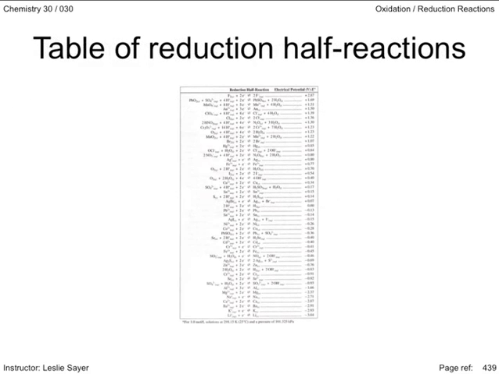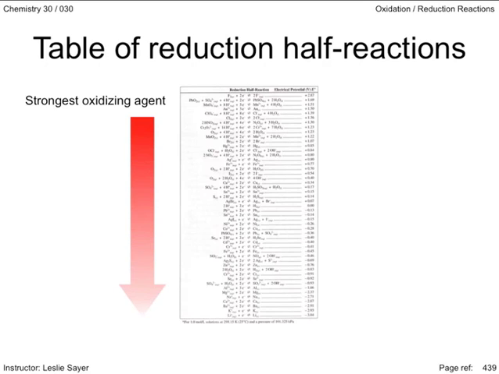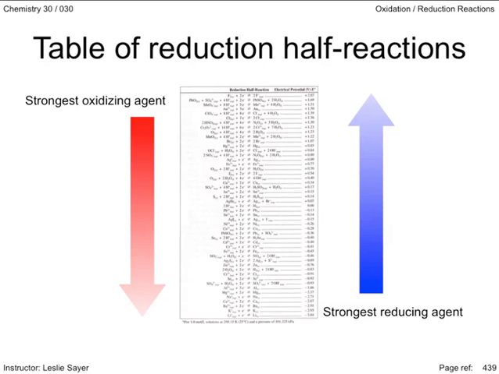Your data book has a page of reduction half reactions arranged in exactly the same manner. The oxidizing agents on the left of the page and the reducing agents on the right. The strongest oxidizing agents are on the top left, and gradually losing the ability to gain electrons as you go down the page. The strongest reducing agents are at the bottom right, and having an increasingly harder time losing electrons as you go up the page.